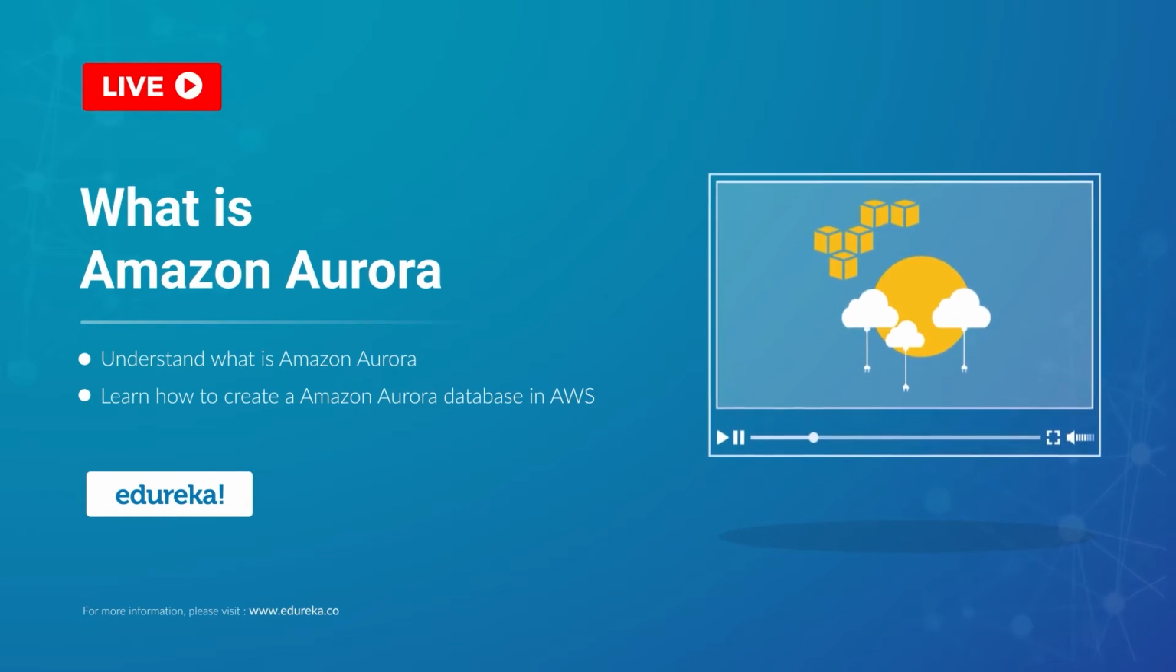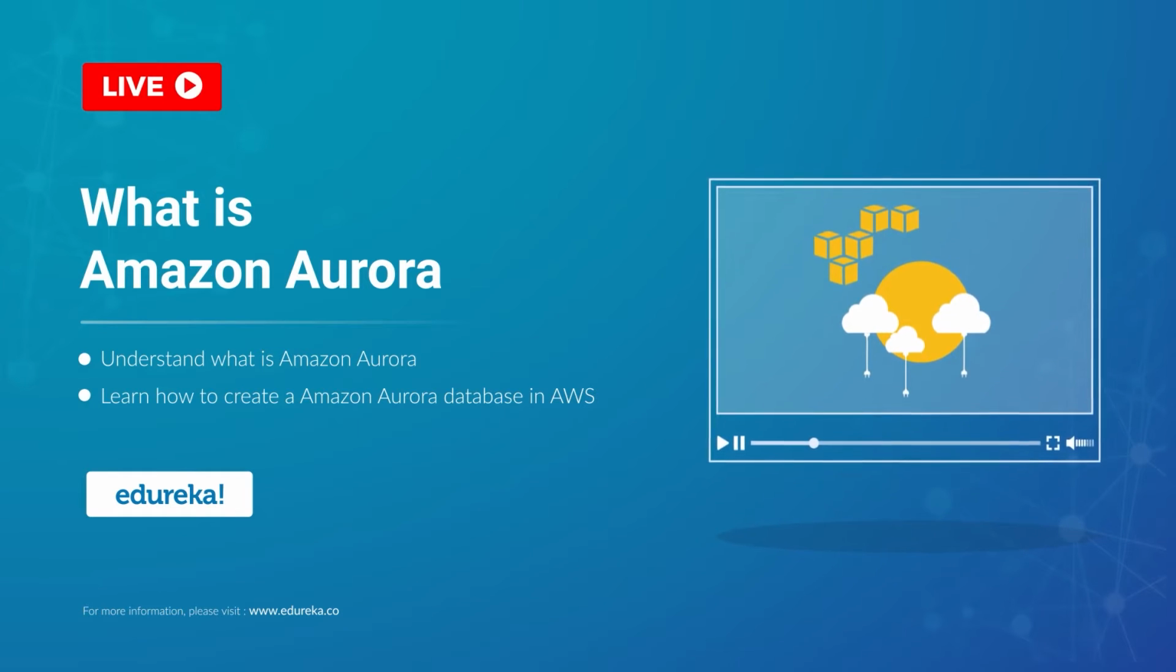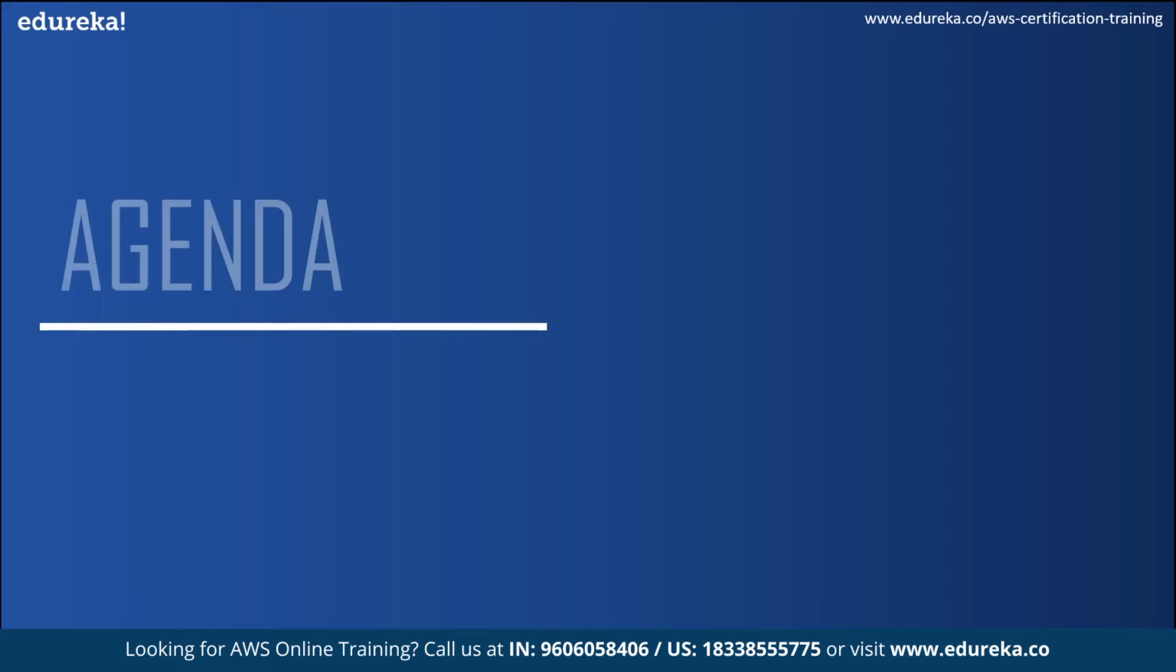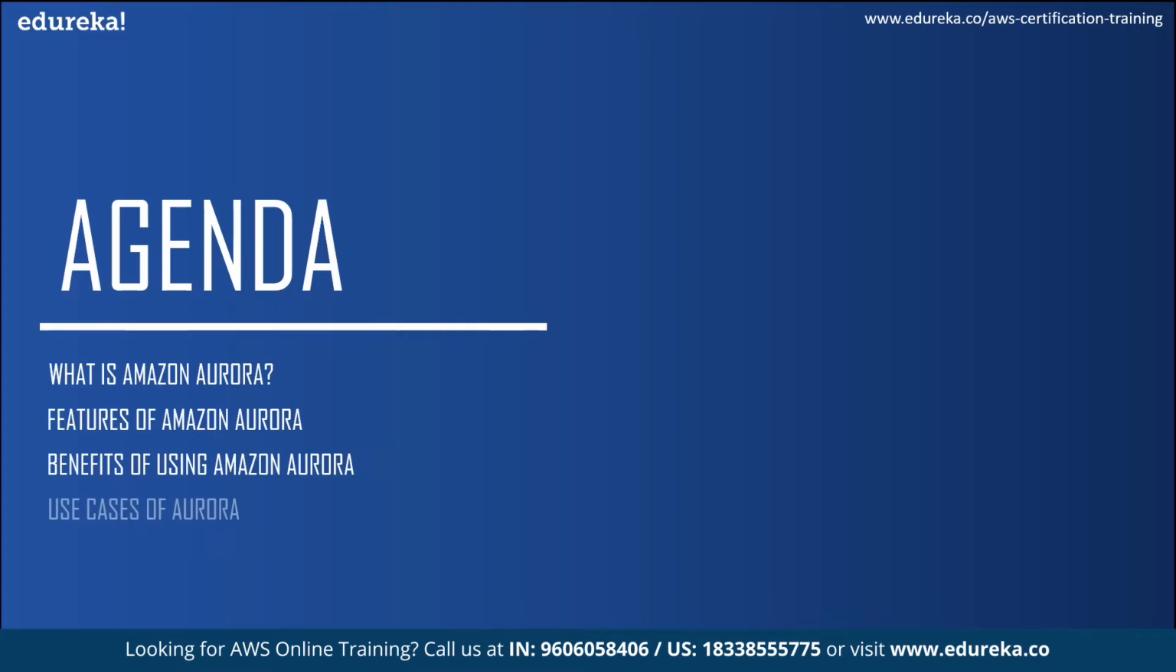So in today's session, we're going to talk about Amazon Aurora. But before we get started, I would like to address the agenda for today's topic. Firstly, we will understand what exactly Amazon Aurora is, then talk about some of its prominent features. Next, we'll see some of the benefits of using Amazon Aurora and some of its use cases. Finally, we will move on to a demo part where we will create an Amazon Aurora RDS database.